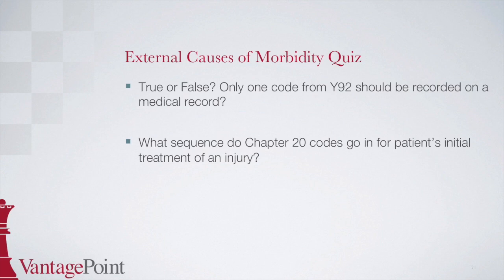The answer to the second question is, the sequence for initial treatment of an injury is first the injury, such as a broken arm, followed by the external cause of the injury, such as falling off a ladder, followed by the place of occurrence code, such as an office building, then the activity code, which could be painting, and finally the status, civilian activity done for income or pay.